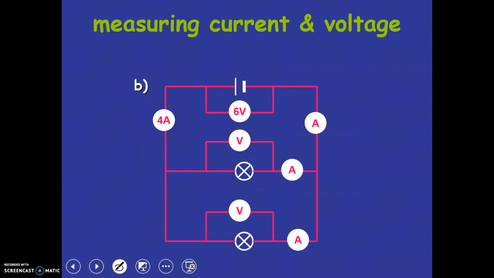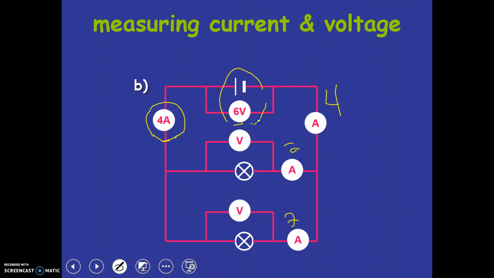Here we have a parallel circuit because there are 2 paths for the electrons to go. We see the current over here is 4 amps, and we know current is shared in a parallel circuit. So this would get 2, and this would get 2 as well. And this would be 4 when they come back together.